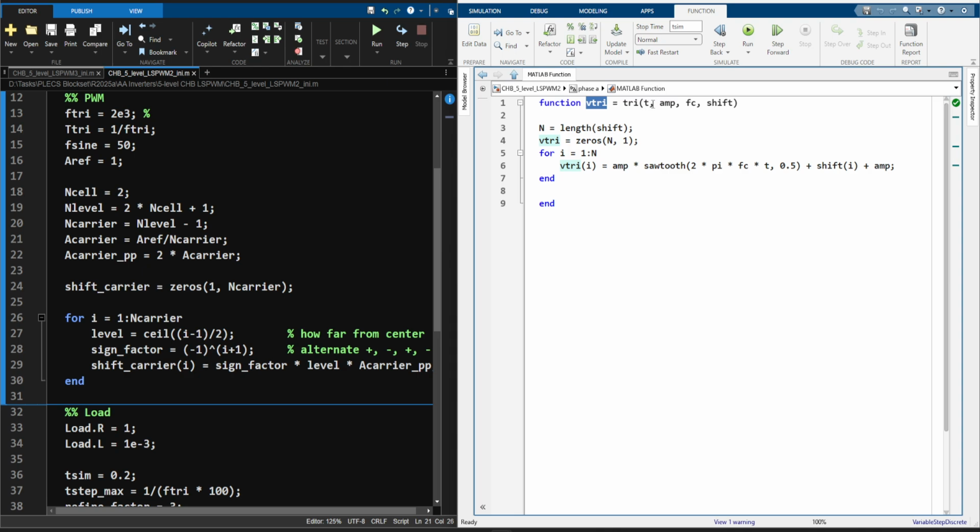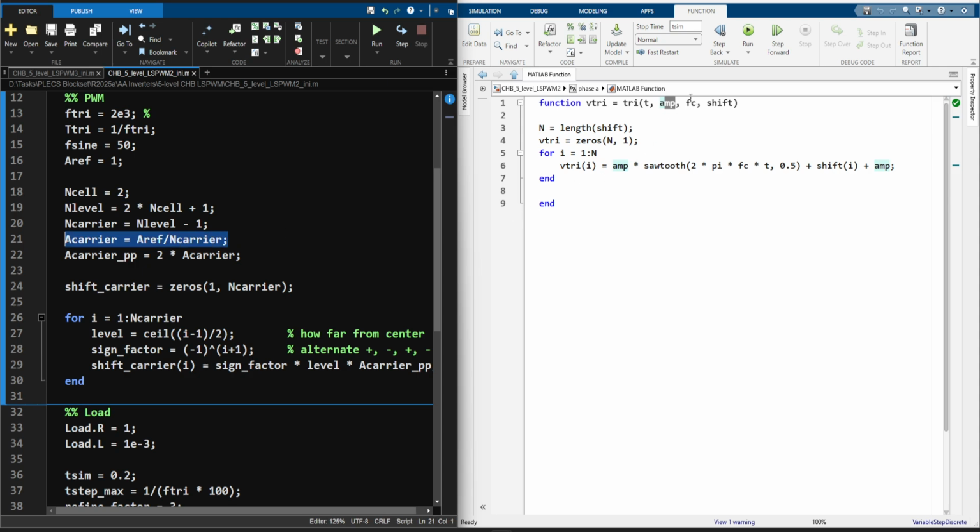And it takes as input the time that I specify in the Simulink environment, and the amplitude that I already calculated here for a carrier, this one. Fc is the carrier frequency, which is specified here, F tri, and the shift. The shift is taken as a vector here. According to the number of cells, the shift carrier variable is a vector as a result.